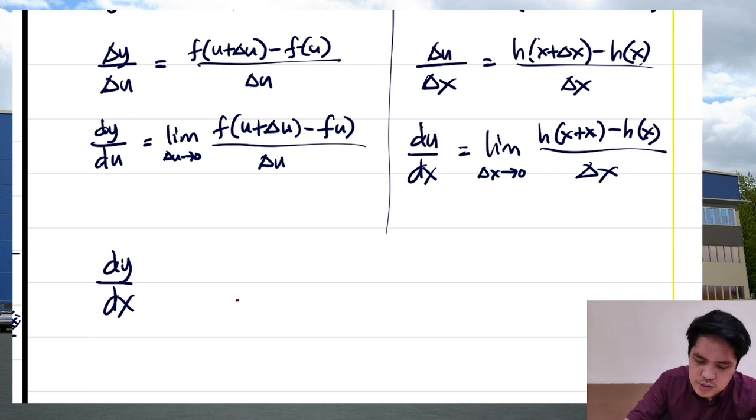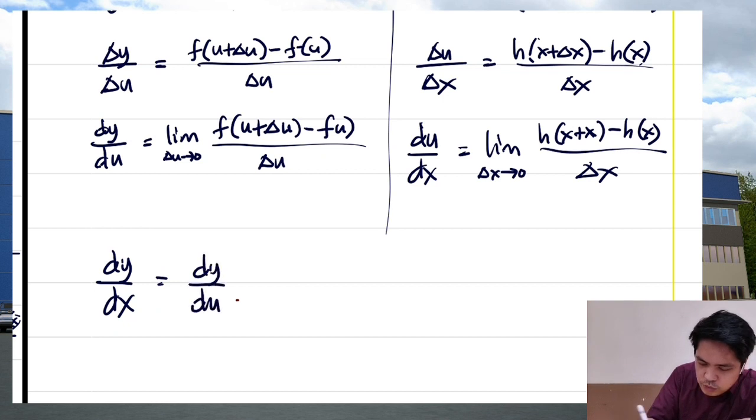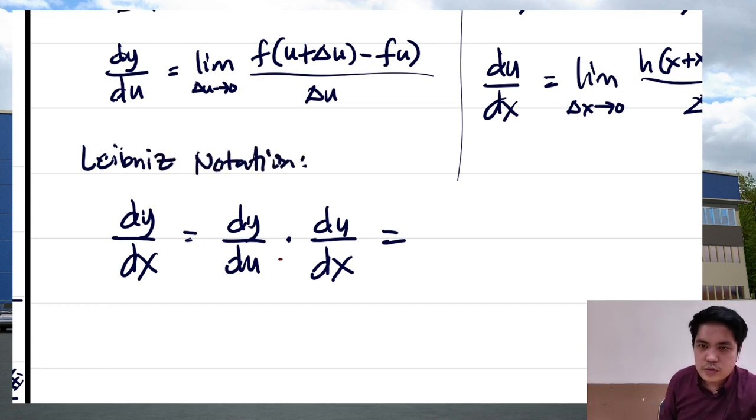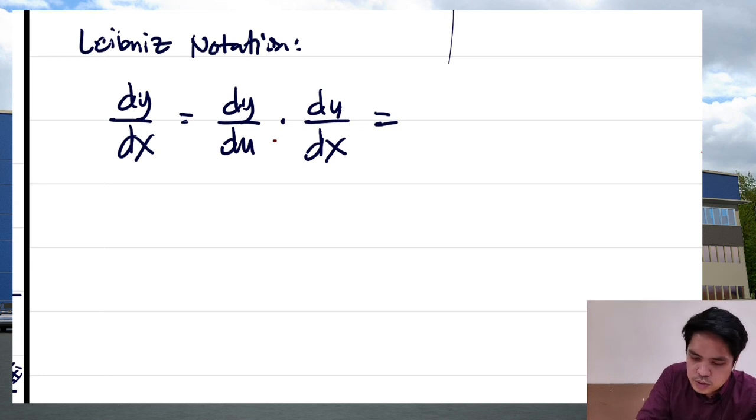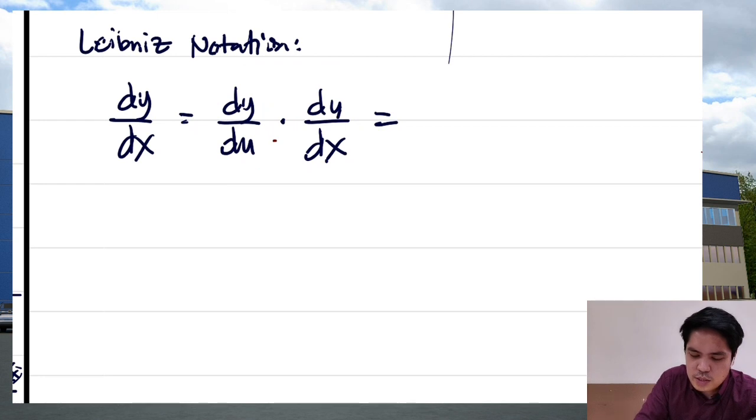So ang nakuha pa lang natin is dy over du and du over dx. And what we want is dy over dx. But if you multiply dy over du by du over dx, you will get dy over dx, diba? So therefore, this is now the chain rule. This is the Leibniz notation of the chain rule. Okay, so meaning dy over dx is equal to the derivative of y with respect to u times the derivative of u with respect to x.